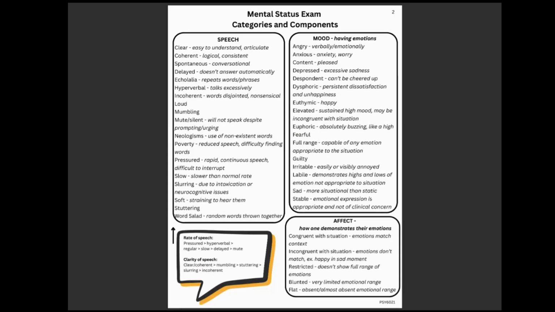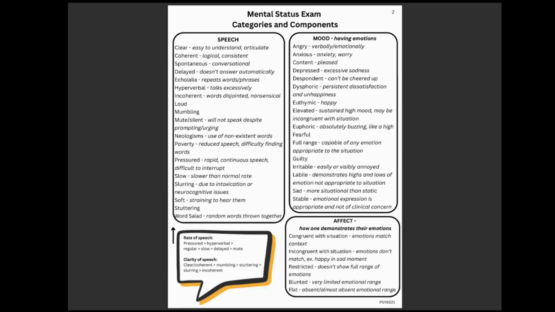Depressed, despondent, dysphoric. This is all in the realm of sadness, and it goes from depressed to dysphoric or despondent, which is persistent dissatisfaction and unhappiness. If I'm meeting with a person that's despondent, they cannot be cheered up. Dysphoric is like they are persistently unhappy. Maybe they can't be cheered up, but despondent is like, I can't really tap into that. They'll listen to me, but their mood isn't really going to change. Euthymic is on the other end of the spectrum.